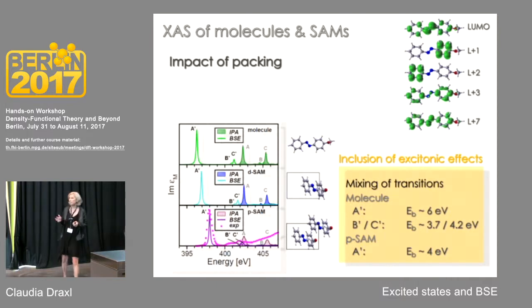And this brings me back to the aspect of screening, because here we have the most efficient screening. So the binding energy is smallest. That's why peak A shifts least. Whereas in the single molecule, there's basically no screening at all, or very little screening. And that's why these excitonic effects are most pronounced.